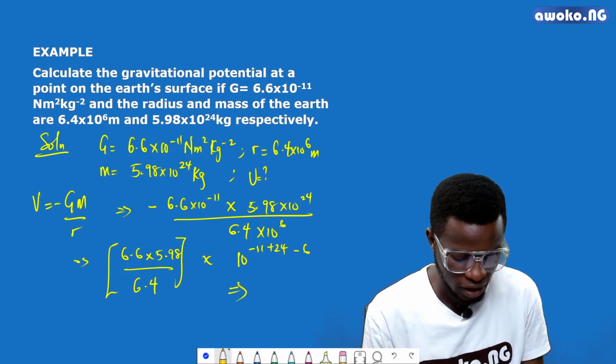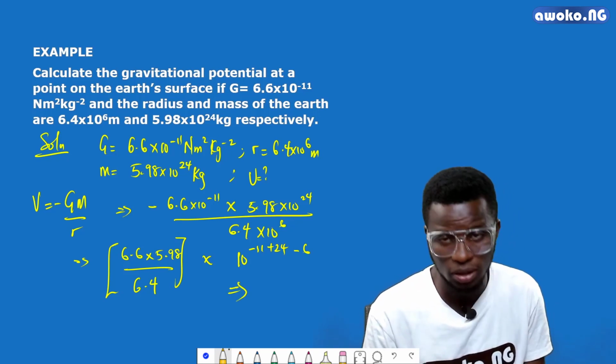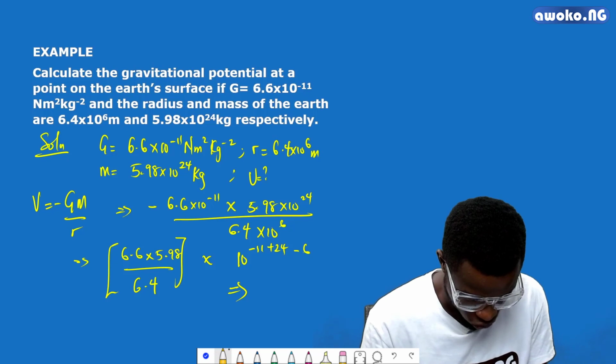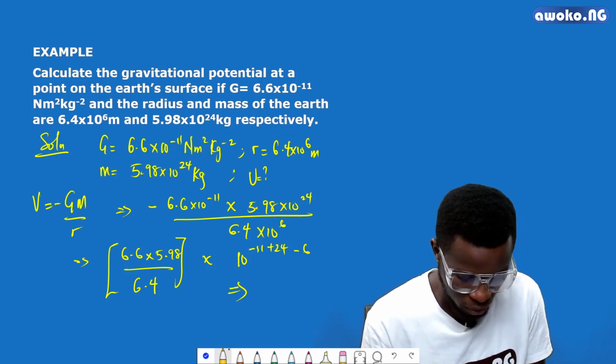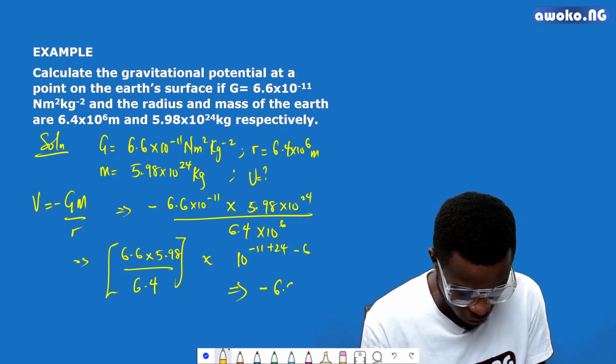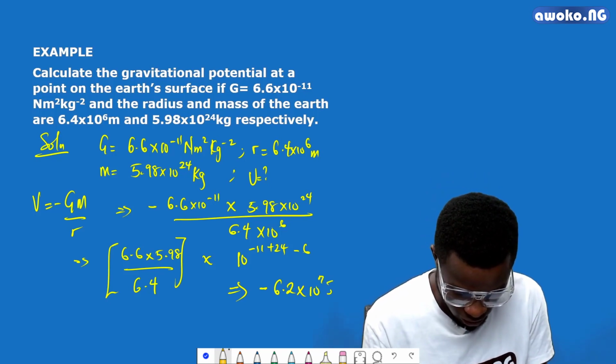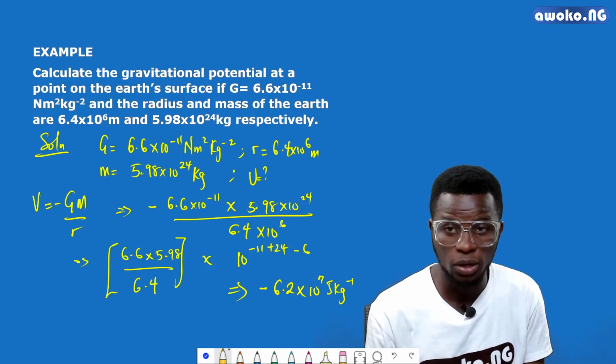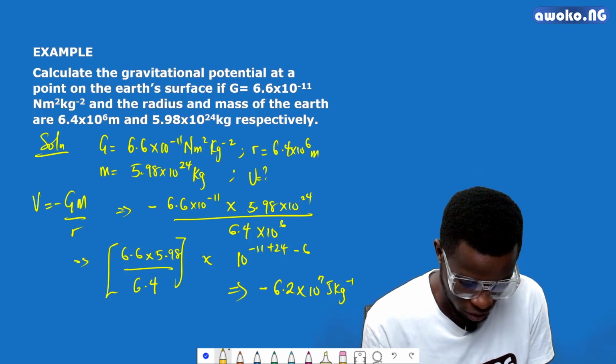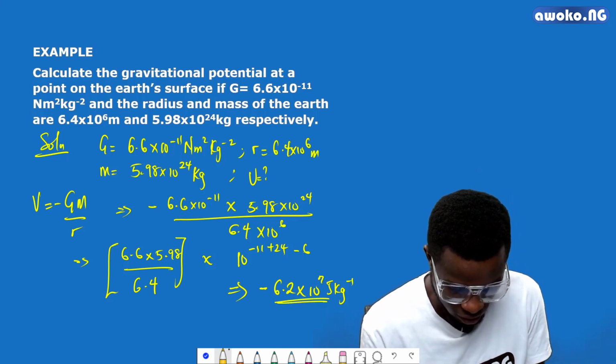If you simplify this by computing it, you realize that the gravitational potential is equal to minus 6.2 times 10 raised to the power 7 joule per kilogram. So this is our final answer.